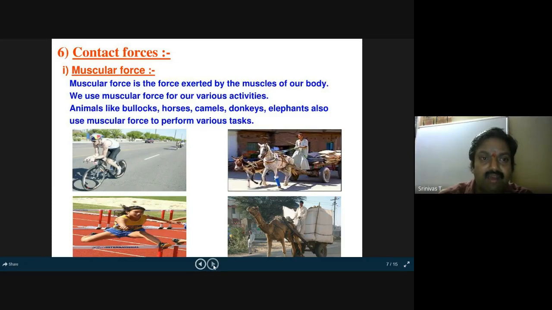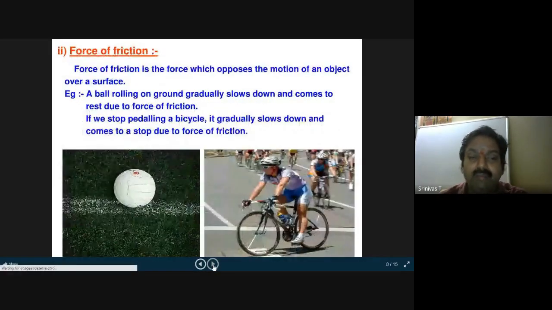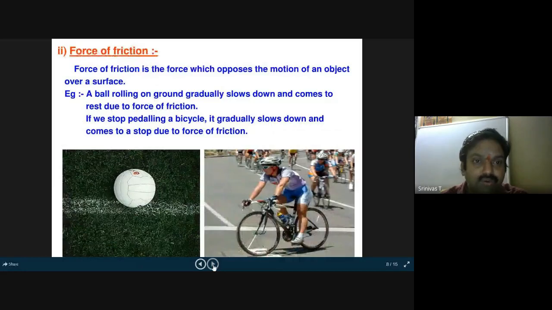Okay, then we have force of friction. Here you can see a ball on the ground. Force of friction is the force which opposes the motion of an object over a surface. This friction part we'll study in detail in the next coming videos, where we study friction. Friction force is also a contact force, only because of contact, friction exists between the surfaces.